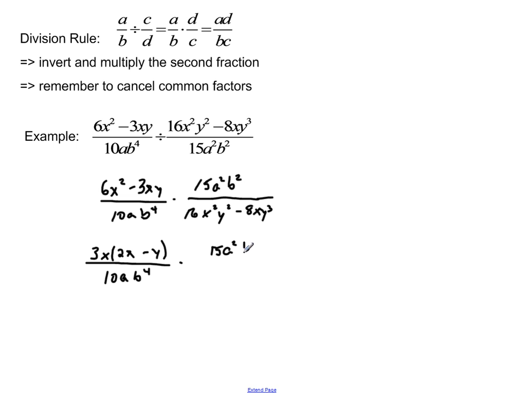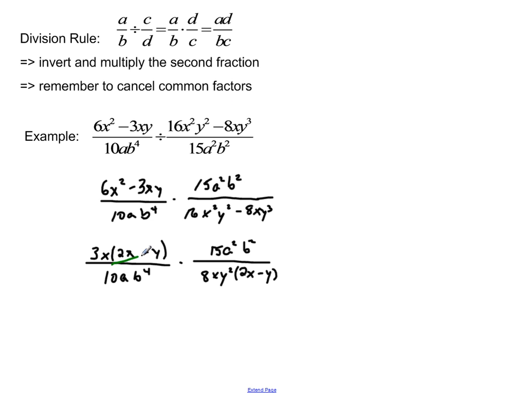But how about the denominator of the second fraction? Let's see. Looks like 8 is a common factor as far as the numbers go. They both contain an x, and they both contain y squared. So factoring out 8xy squared gives me 2x for the first term, minus, looks like y for the second. All right, so now let's look for those common factors here.